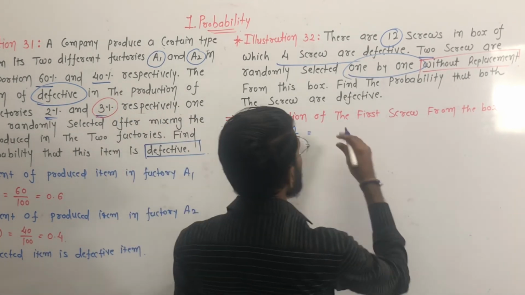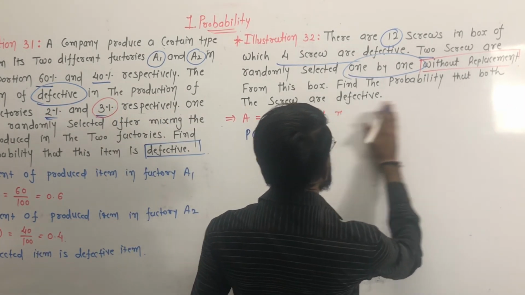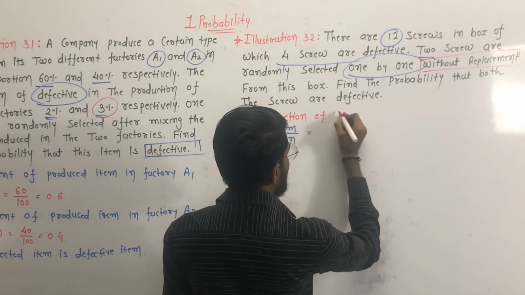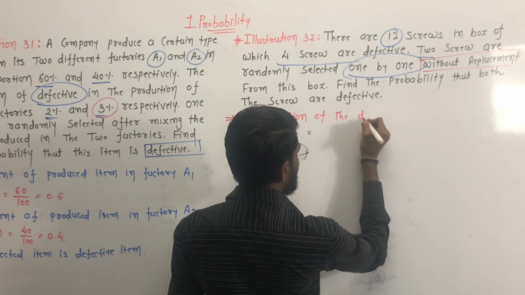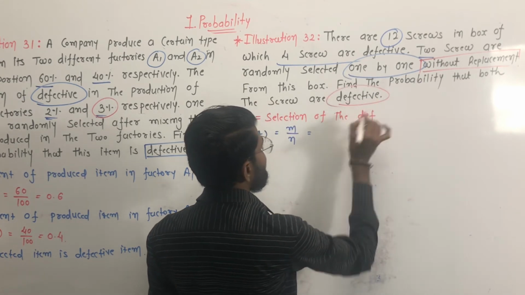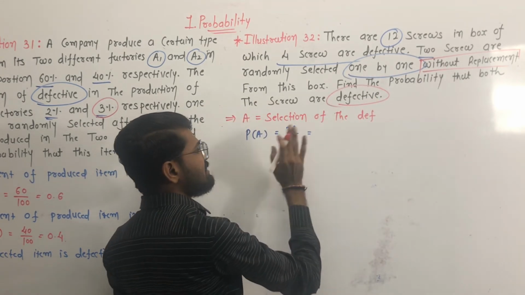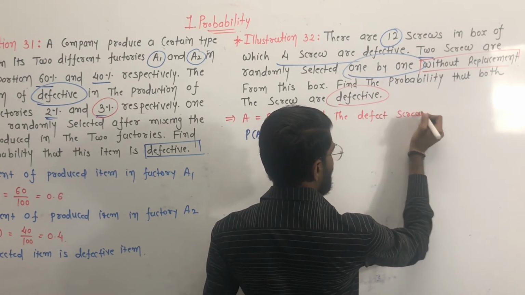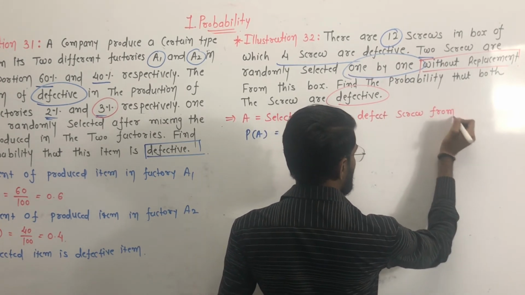Selection of the defective screw from the box. Yes, we have to select a defective screw. Yes, the event A is the selection of the defective screw from the box.